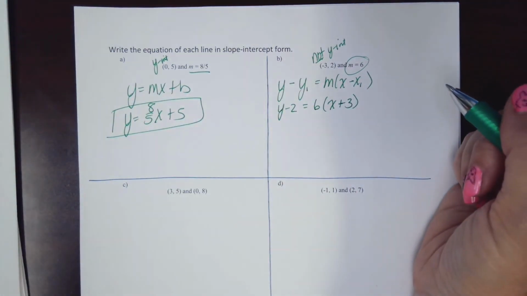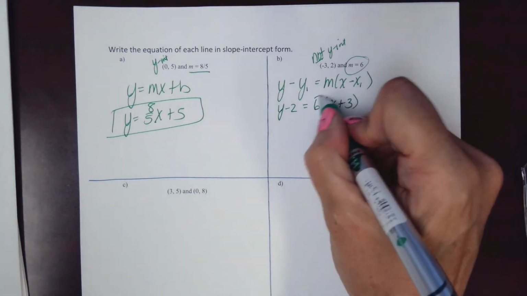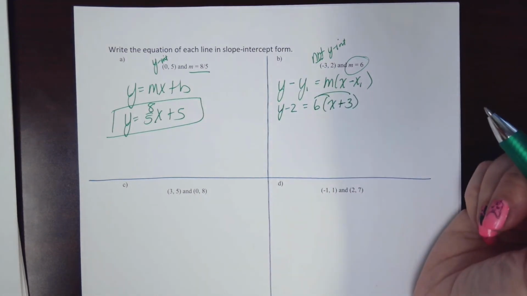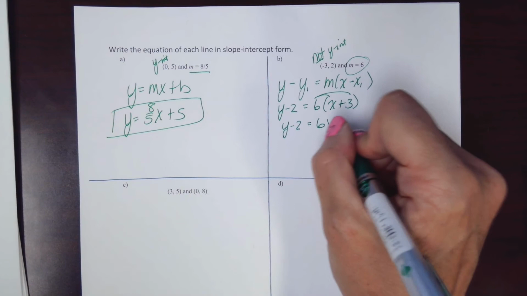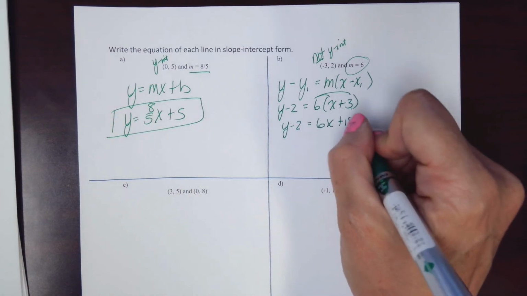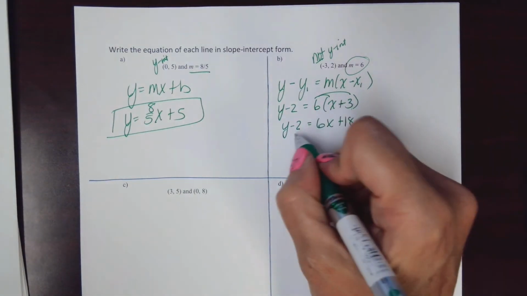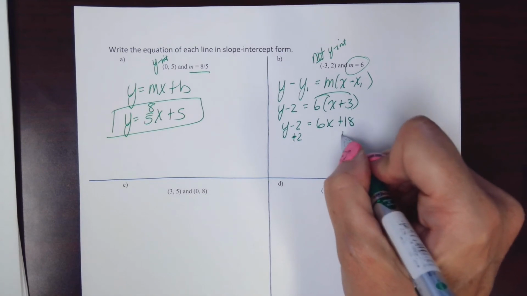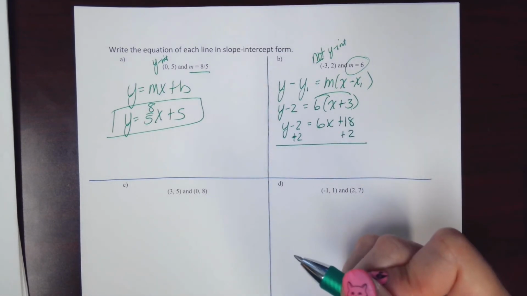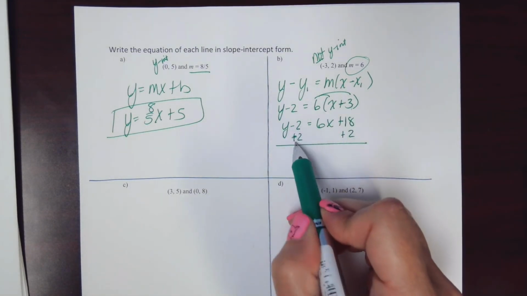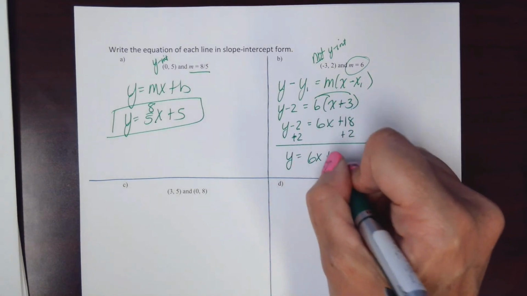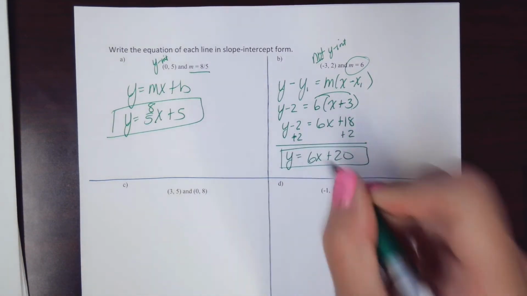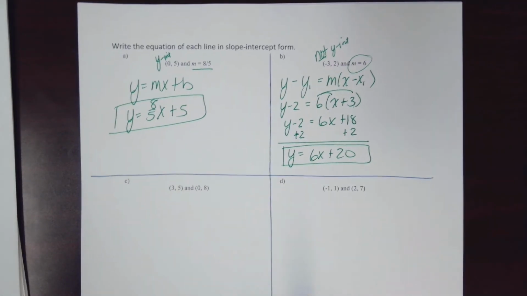So I'm going to go ahead and mark that down. I need to distribute the 6. Multiplication distributes across addition. So I have y minus 2 equals 6x plus 18. And then I do the opposite or inverse to finish solving for y. I'm subtracting 2 here, so I add it to both sides to move it over. y equals 6x plus 20. Excellent.